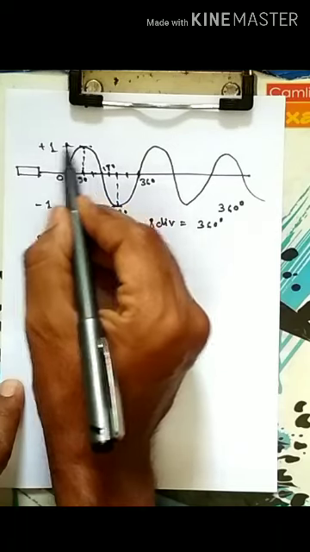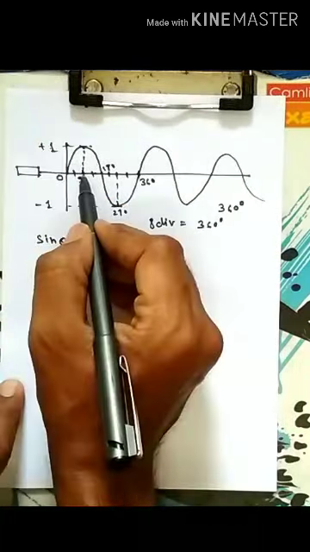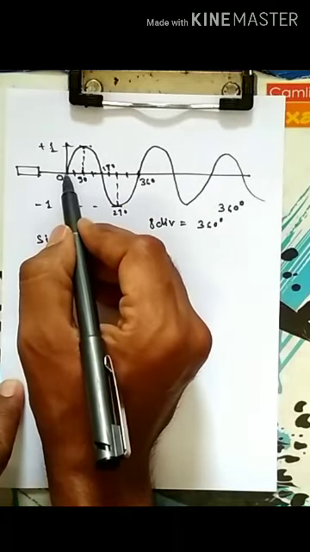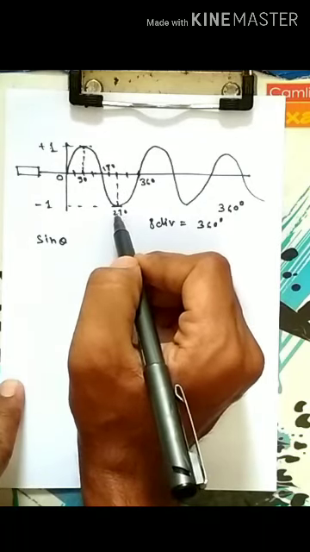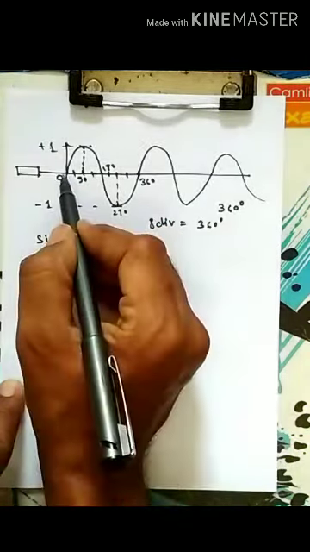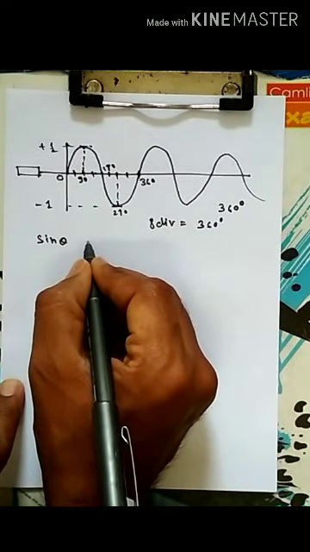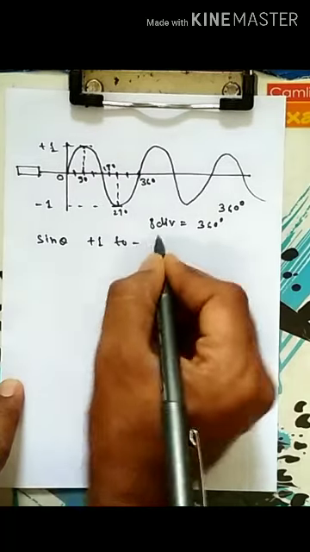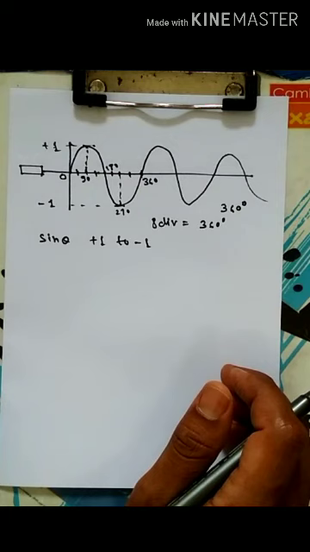So for the sinusoidal wave, sine theta must be, if suppose it is here, it is +1, if suppose it is here, then it is -1. If it is 90 degree then it is +1, if it is 0 then it is 0, if it is 270 then it is -1, if it is 360 degree then it is 0. So sine theta must lie between +1 and -1.